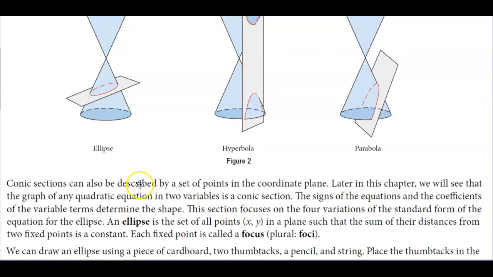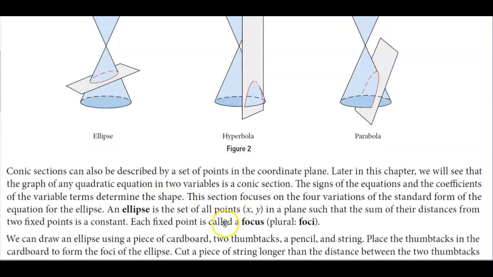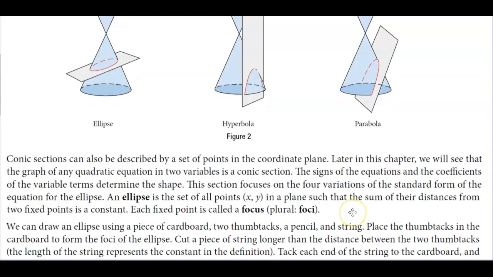Now, conic sections can also be described by a set of points in the coordinate plane. So later in this chapter, we will see that the graph of any quadratic equation in two variables is a conic section. The signs of the equations and the coefficients of the variable terms determine the shape. This section focuses on the four variations of the standard form of the equation for the ellipse.